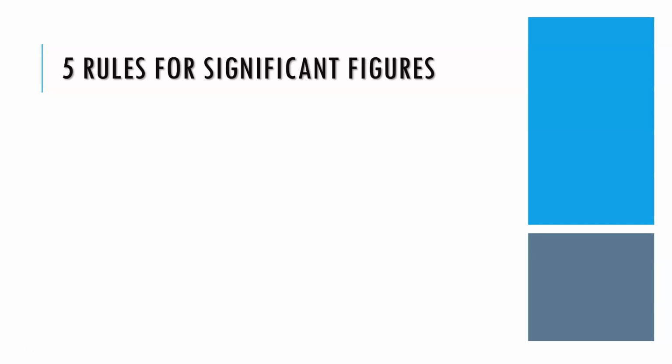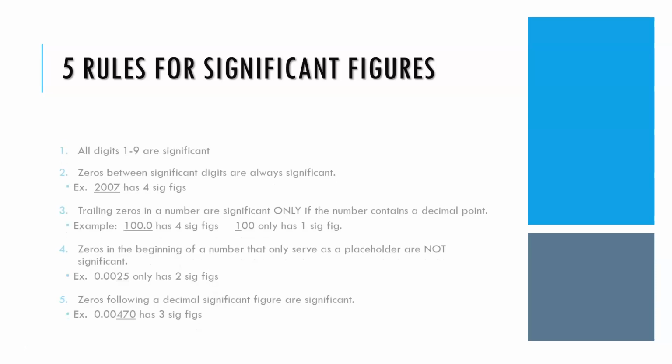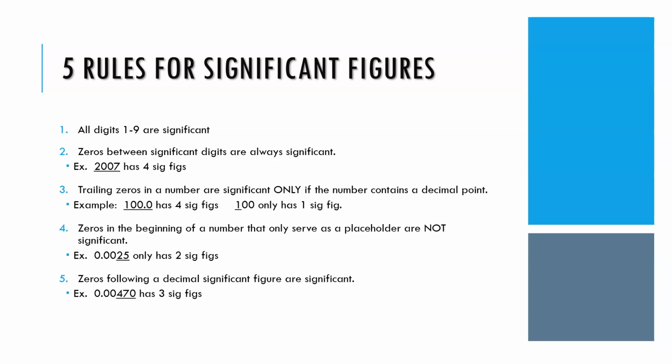So there are 5 rules for significant figures that you need to know. The first rule is that all digits 1 through 9 are significant. So if you see a number 1, 2, 3, 4, 5, 6, 7, 8, 9, it is automatically a significant figure. Now zeros are where things get tricky, and our remaining 4 rules are all going to be about zeros. So zeros between significant digits are always significant. For example, in the number 2007, that has 4 sig figs, because those zeros are in between 2 non-zero numbers.